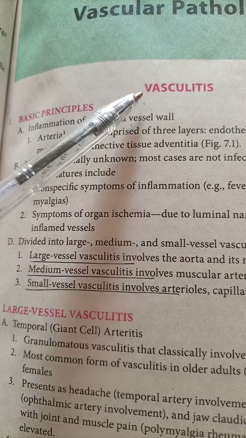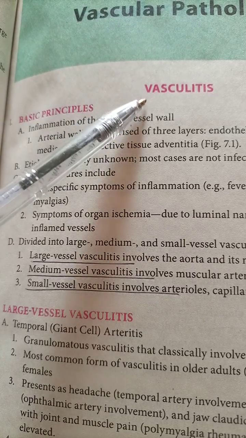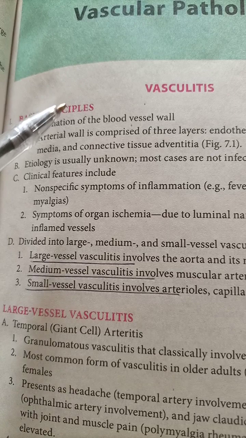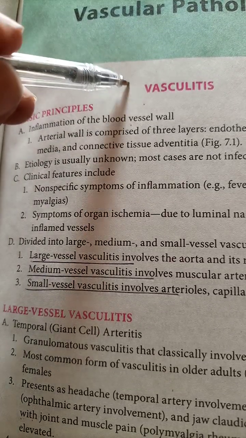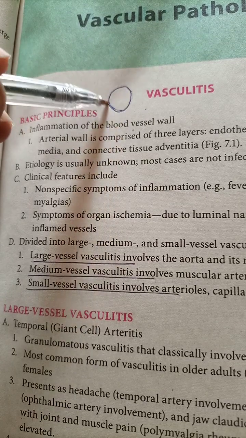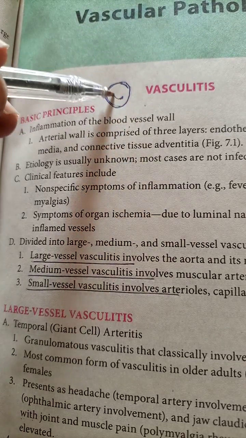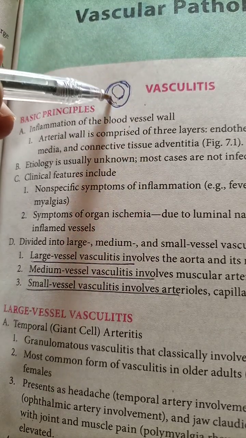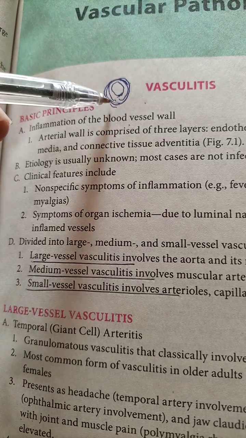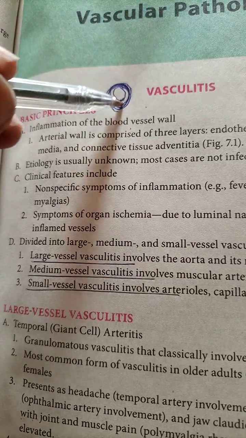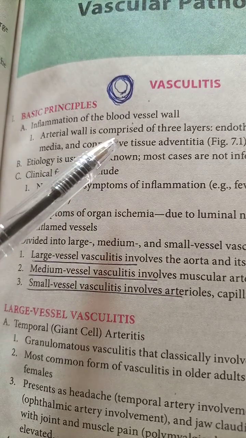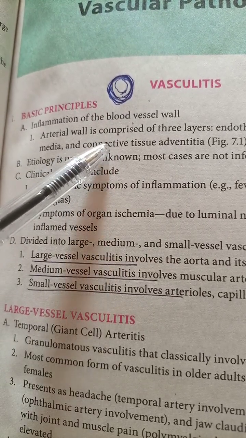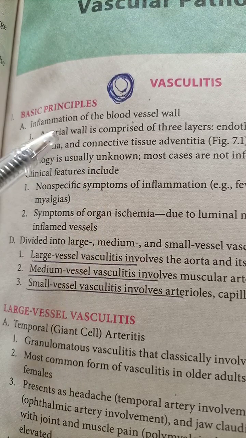Welcome everyone. So now we are going to look at vasculitis, which is inflammation of blood vessels. As we know, blood vessels have three layers. The first is the innermost endothelial layer, the middle smooth muscle layer, and the outermost layer of connective tissue, the adventitia. So inflammation of the arterial wall results in vasculitis.